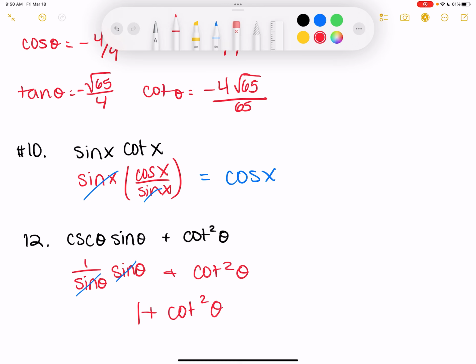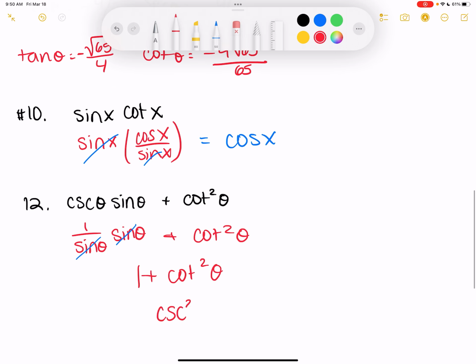No, because 1 plus cotangent squared of theta equals cosecant squared of theta. I love when things go together. Now I want to caution you, sometimes it's not going to be blatantly in front of you. This one is 1 plus cotangent squared equals cosecant squared. What if you had cosecant squared minus 1? It's equal to cotangent squared. So sometimes you may have to manipulate a little bit, but we want things as simple as possible.